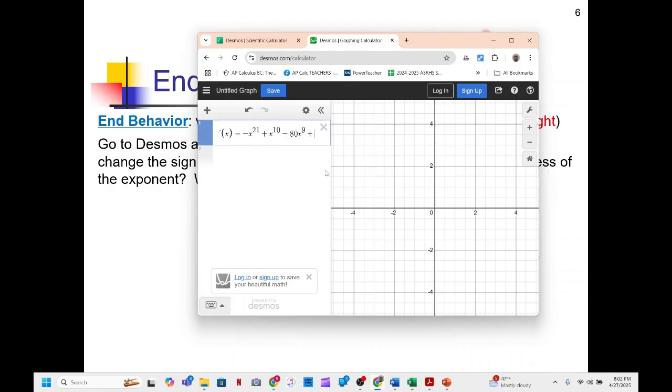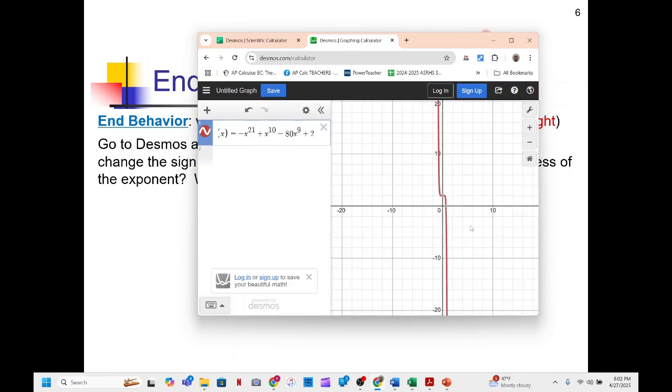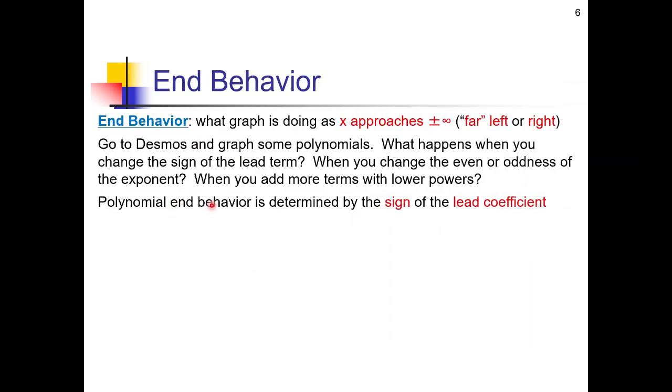And if we add a little constant in here, that shifts things a little bit, but our end behavior is still, if we zoom out, negative and positive infinity. So here are some conclusions we can draw about all of that. The polynomial end behavior is going to be determined by the sign of the lead coefficient. Those other coefficients didn't really affect the end behavior. So the sign of the lead coefficient and whether the degree is even or odd.